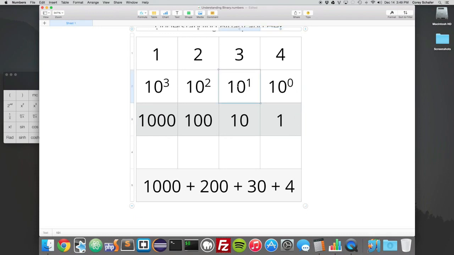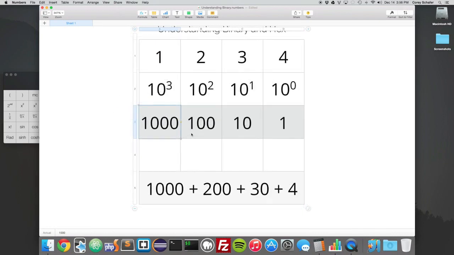So 10 to the 0th power is 1. 10 to the first power is 10. 10 to the second power is 10 squared, or 10 times 10, which is 100. 10 to the third power is 10 times 10 times 10, which is 1000. And so now we could calculate this just the same way that we did before.